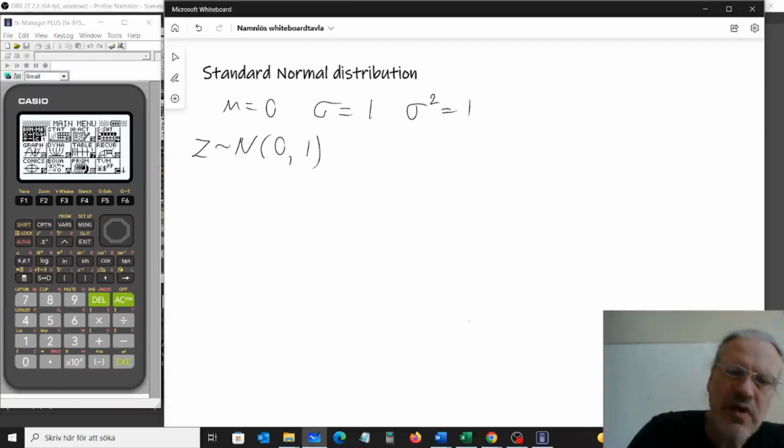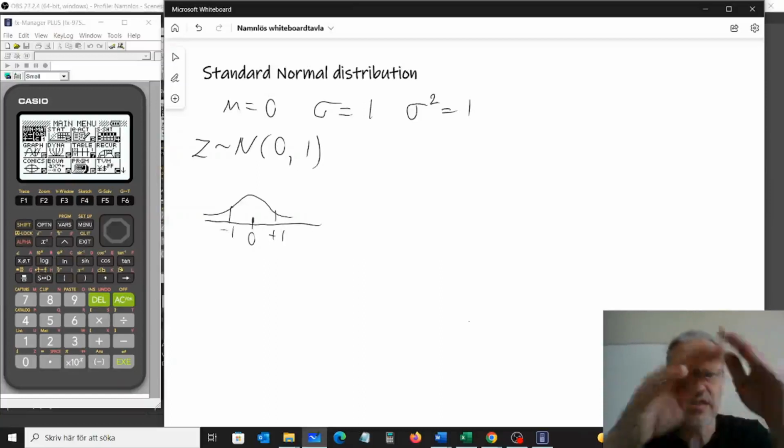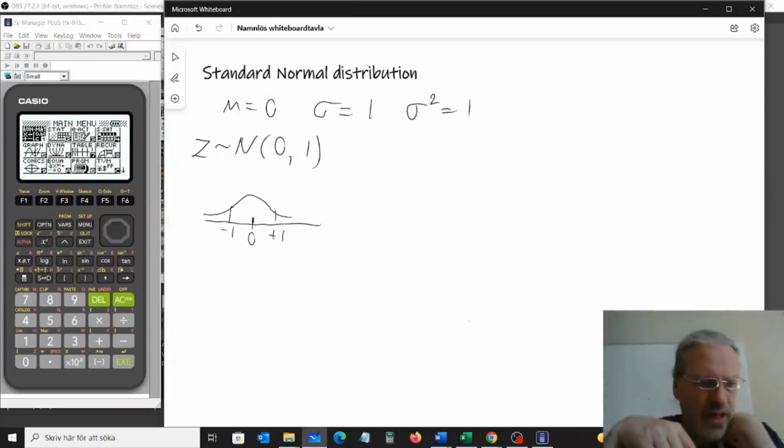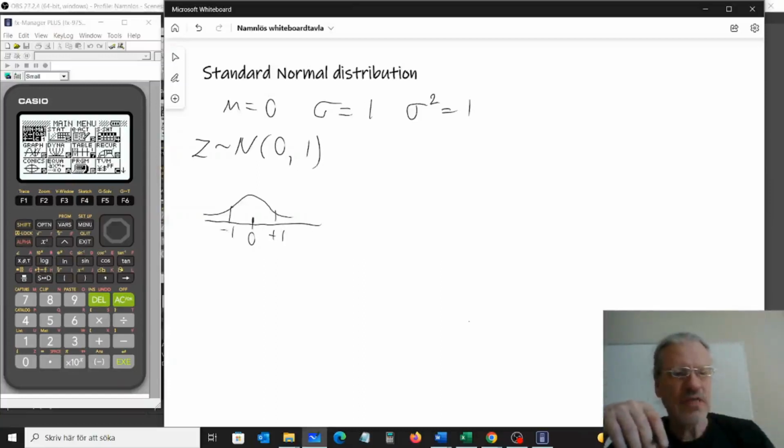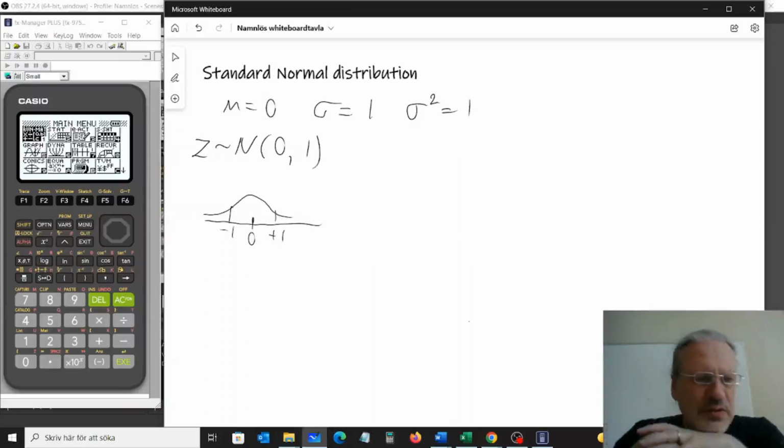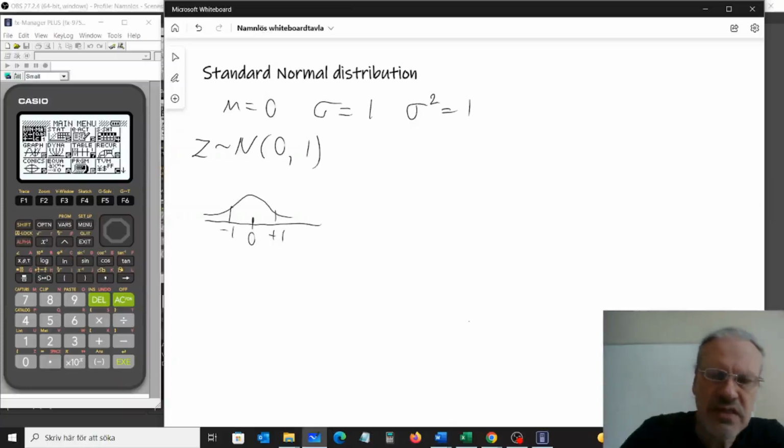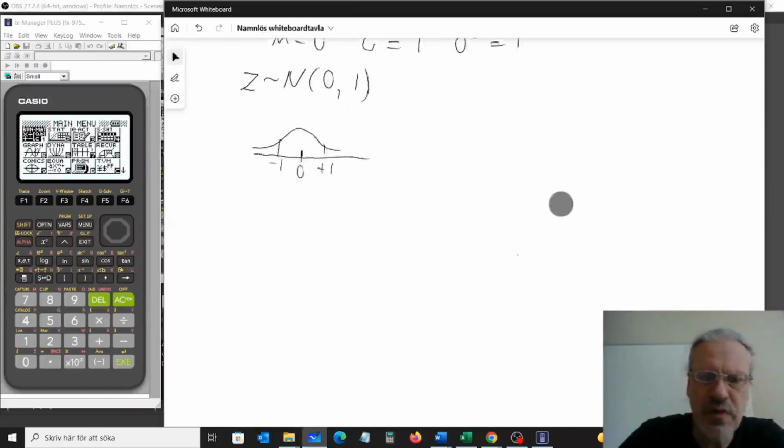So if we would draw a graph of this, it will be 0 in the middle, and then we have 1 standard deviation and -1 standard deviation like this, so we get this bell-shaped curve. We can turn any normal distribution to this. So I think it is good to show an example.